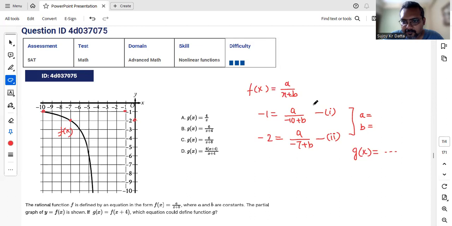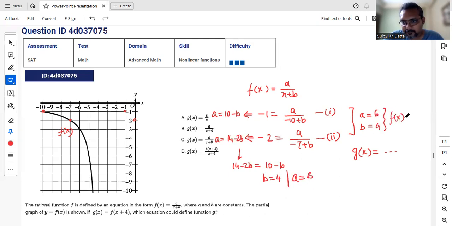So if I were to solve these, from the first one, I'm getting a equals 10 minus b. So we have a equals 10 minus b from here. And here I'm getting a equals 14 minus 2b. So equating these two, 14 minus 2b equals 10 minus b. I get b equal to 4. And hence a becomes 10 minus 4, 6. So my function f(x) becomes 6 over x plus 4.